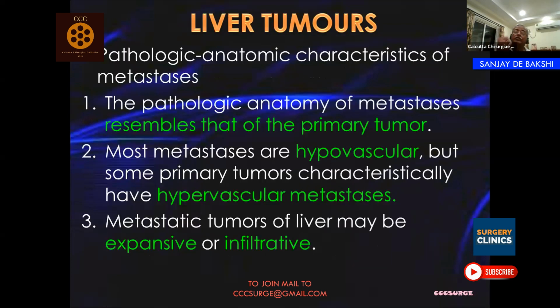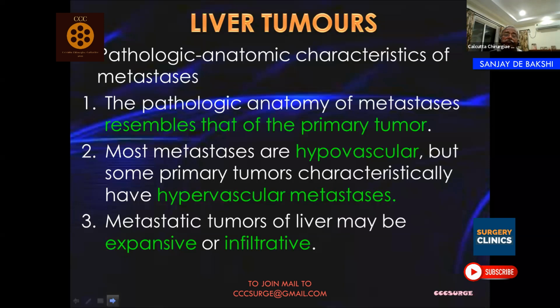The pathologic anatomic characteristic of metastases: the pathologic anatomy of metastases resembles that of the primary tumor. Most metastases are hypovascular, which is why you only see a peripheral rim enhancement. But some primary tumors are characteristically hypervascular. Metastatic tumors of the liver may either be expansive or infiltrative.